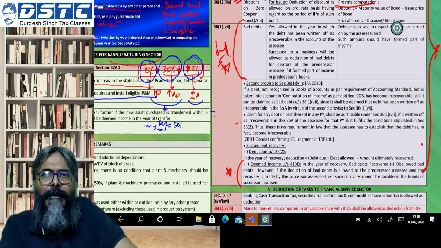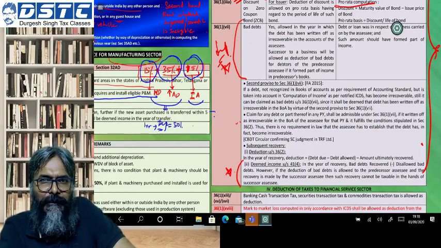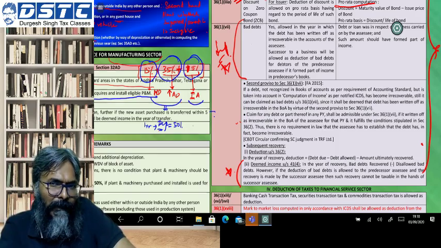Now, let us look at the deduction of the bad debts. In the context of bad debts as a deduction, students, please pay attention. The deduction of bad debts will be allowed if you satisfy both the conditions. And what are those two conditions?